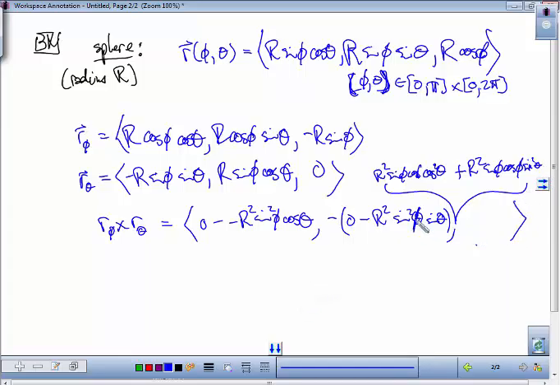So that simplifies a little bit. If you get the r squared sine cosine phi, r squared sine phi cosine phi, and then you would have a cosine squared theta plus sine squared theta, which is equal to 1. So that simplifies that a little bit.